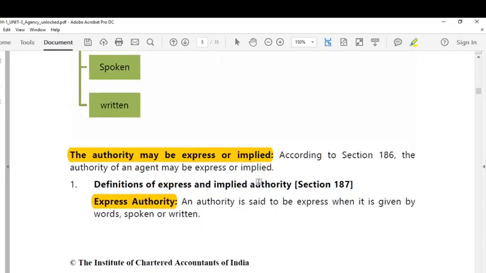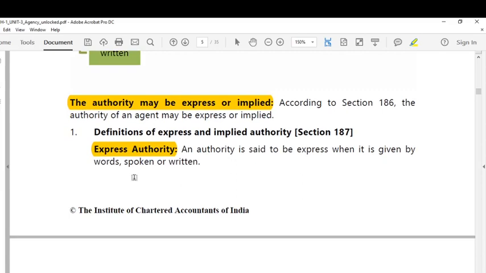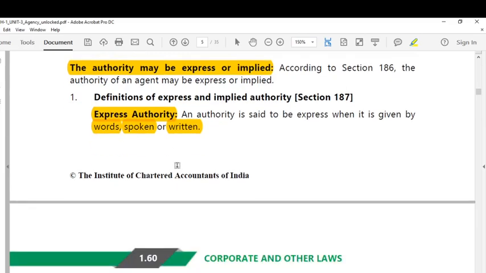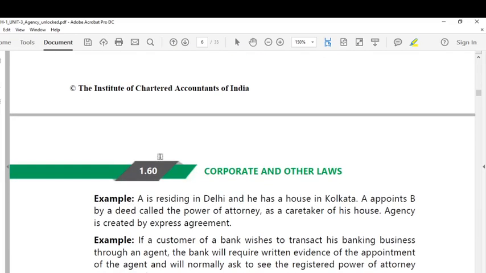The authority may be express or implied according to section 186. The authority of an agent may be express or implied. Right. So express authority: an authority is said to be express when it is given either by words, spoken or written. In all such cases, we can say the authority is given to some other person to act as an agent by any one of these modes, which gives a relation of principal and agent.